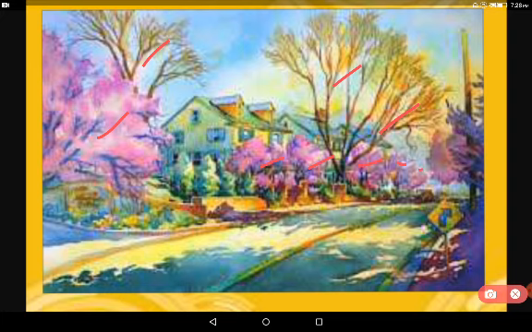Now the second question is, where is the signboard located? Where can you see the signboard? This is the signboard. So where is it located? On the right hand side.